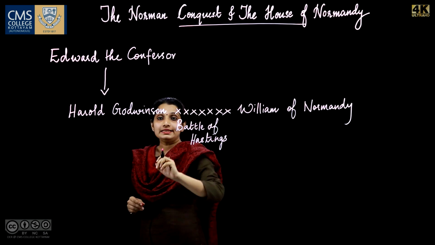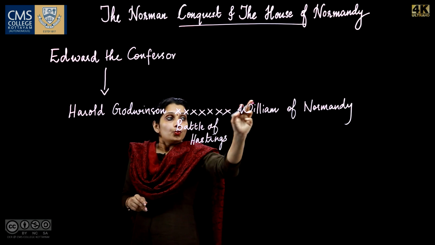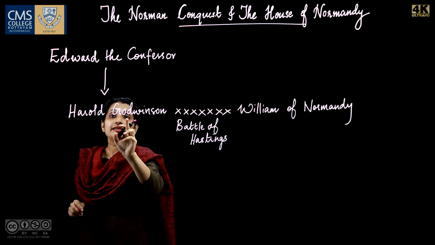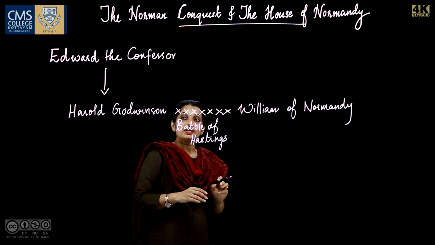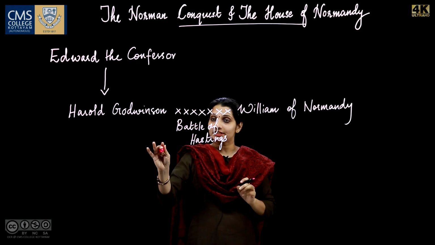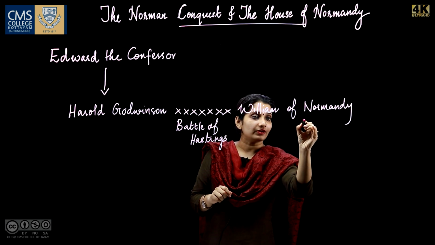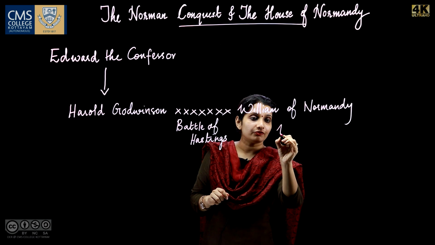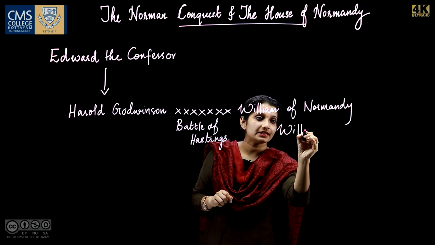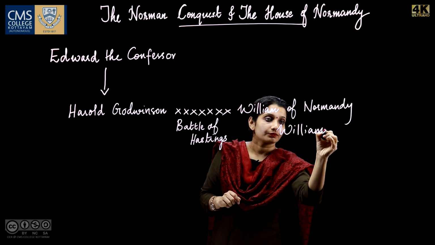In the Battle of Hastings, William of Normandy defeated Harold Godwinson, and Harold Godwinson was killed, and William of Normandy ascended the throne of England as William I, who is also known as William the Conqueror.